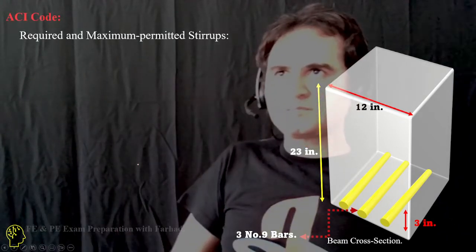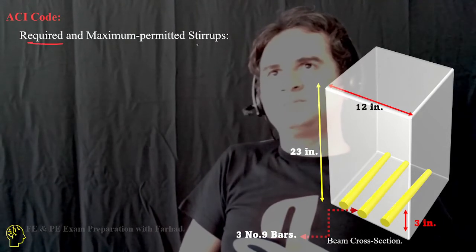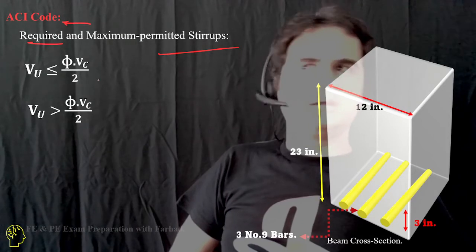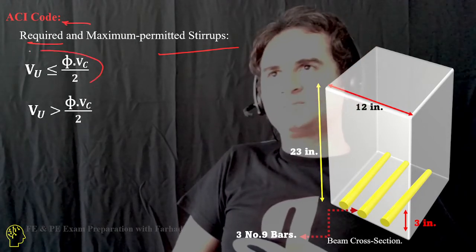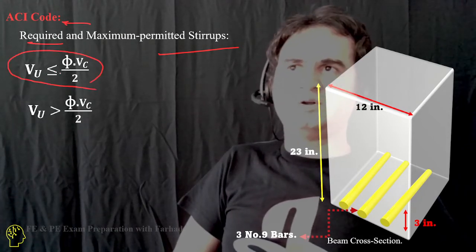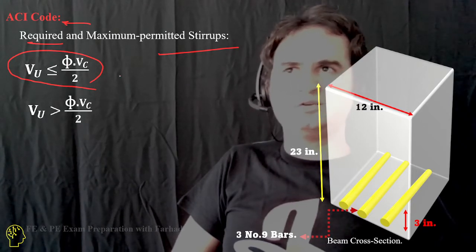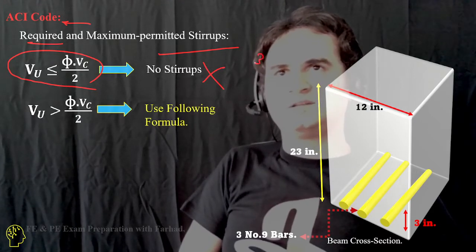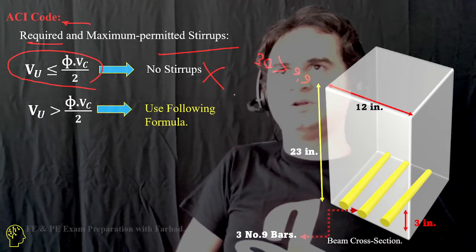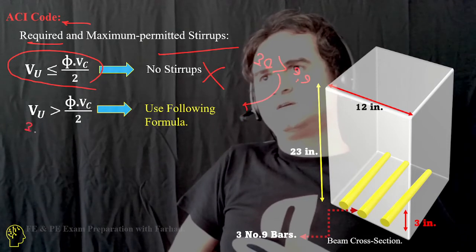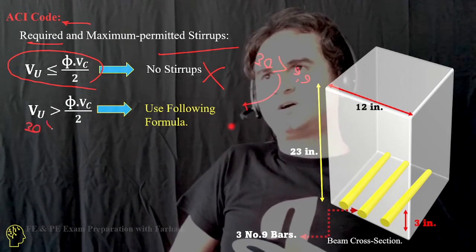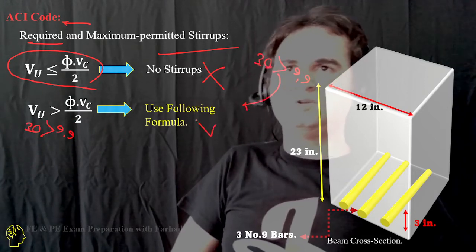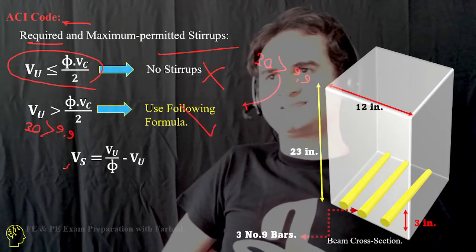The required and maximum permitted stirrups based off the ACI code are as follows. When Vu is smaller than or equal to phi times Vc over 2, which is not our case, there are no stirrups needed. Because it was 30 and it was higher than 9.9, phi times Vc over 2, we do need to follow this formula from the ACI code.